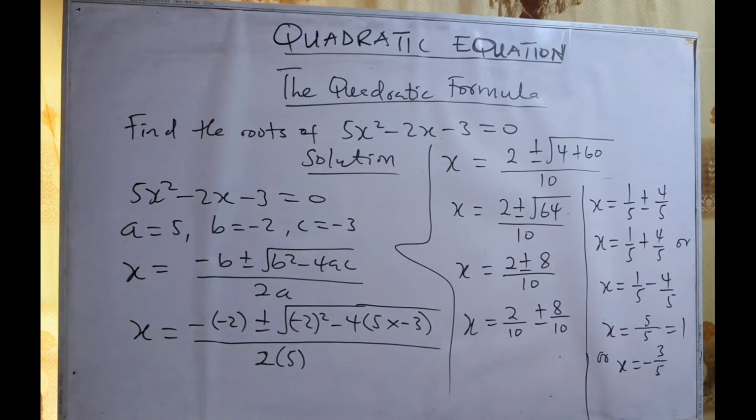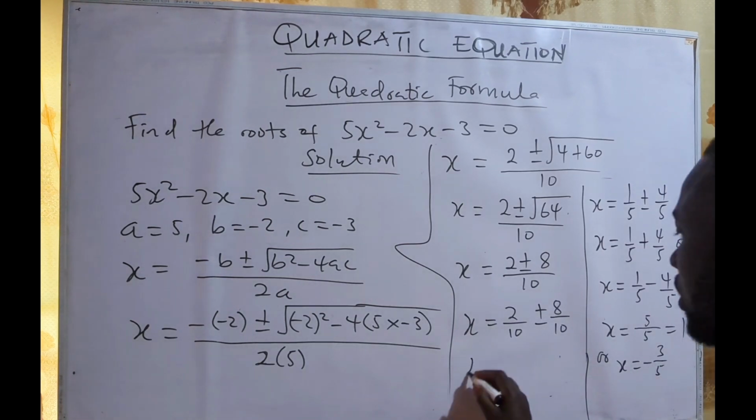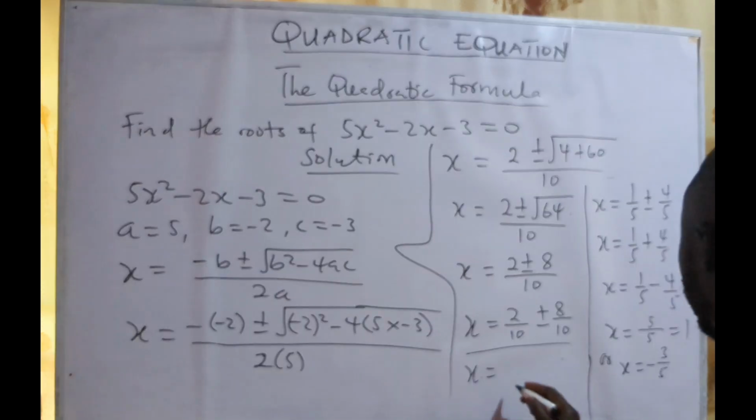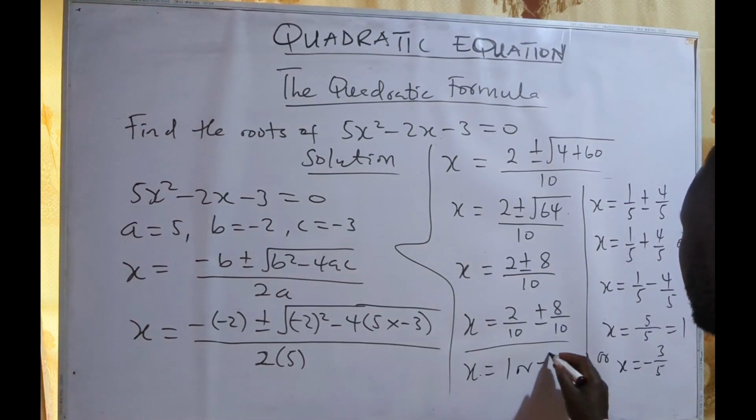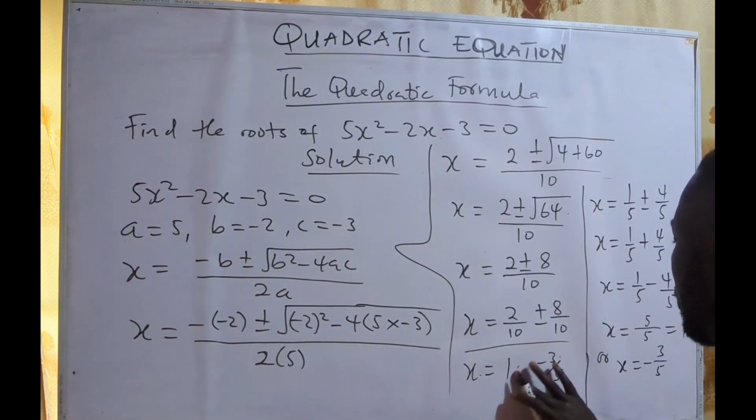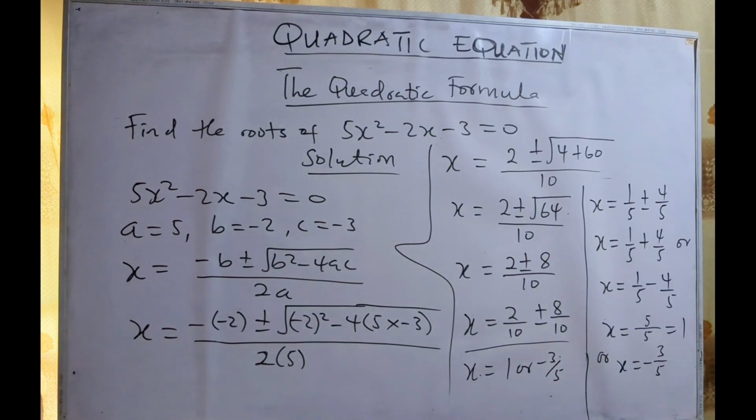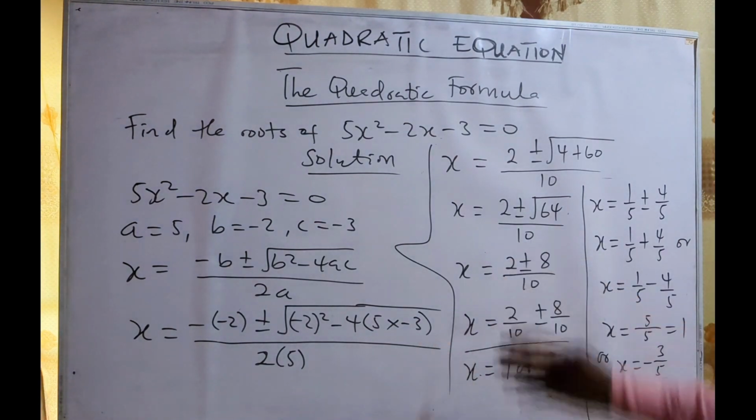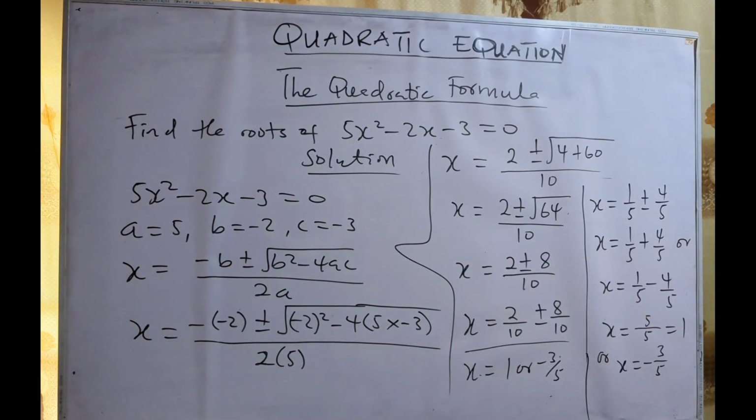Minus 3. So my x can be 1 or my x can be minus 3 over 5. So the root of x that will satisfy this equation is 1 or negative 3 over 5. I believe this is so simple to understand, and by now you should have understood how we can also use the formula.